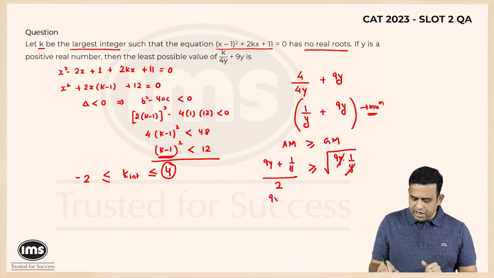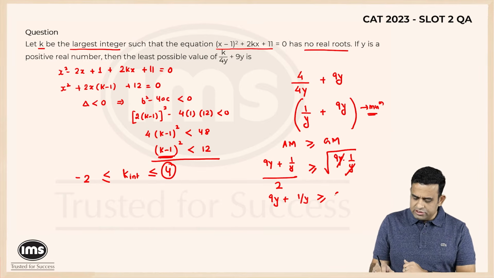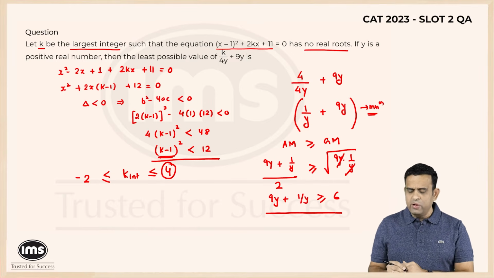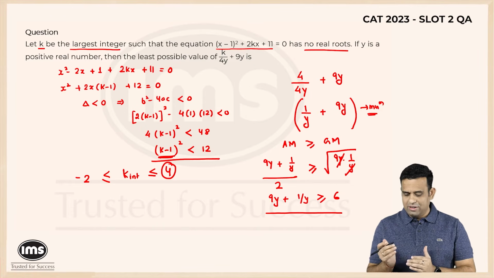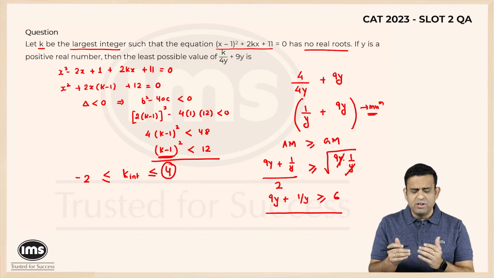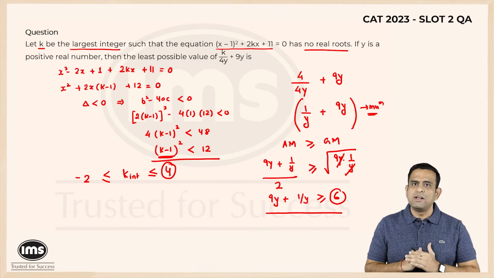So on cross multiplication, one will get 9y plus 1 by y greater than or equal to 2 into 3, giving you a 6. So the least value of 9y plus 1 by y, and the term 9y plus 1 by y was nothing but k by 4y plus 9y, will be equal to 6. And hence one can enter 6 as the answer for this particular question.